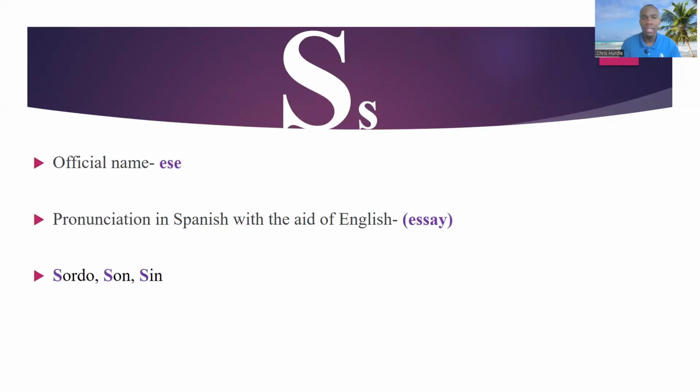S, ese, ese. We have sordo, son, sin. Sordo means deaf. Son is the third person plural present tense of the verb ser, which means to be, and sin means without. So S, ese, ese.